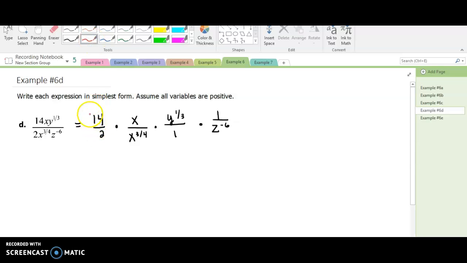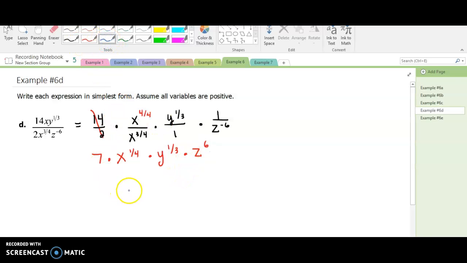All right, so 14 over 2, this goes to 7 times, well, x over x to the 3/4, think of this as x to the 1 or x to the 4/4, and then we subtract them. So this will be x to the 1/4. Okay, this is just y to the 1/3. And remember, when there's a negative, we can make it positive by either going from the numerator to the denominator or the denominator to the numerator. So we can move this up top and it'd just be z to the positive 6.